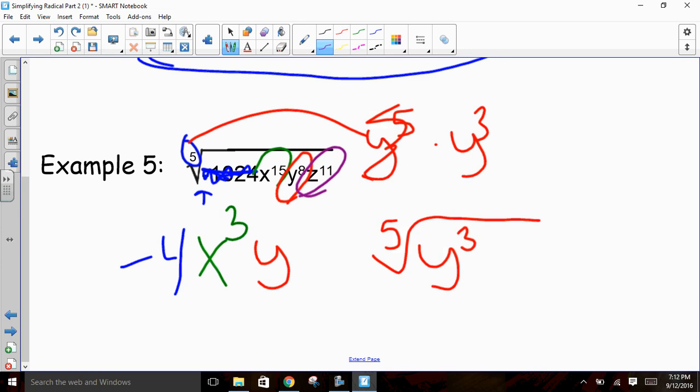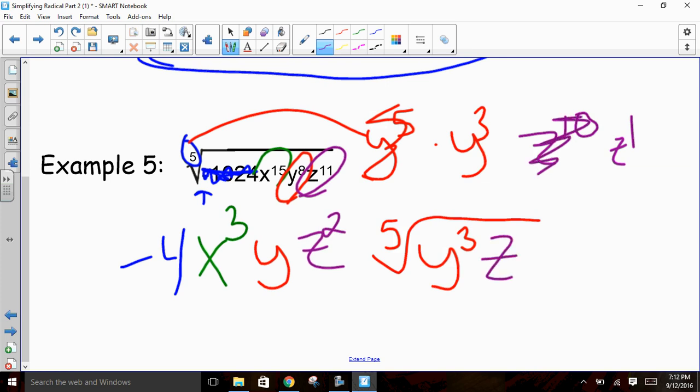Lastly, let's take a look at those z's. Can I take 11 divided by 5? Nope, but I know I can take z to the 10th times z to the 1st. Z to the 10th, 10 divided by 5 gives me 2, so I get z squared. Use that one up, so then my z to the 1st, or just z, comes with underneath my radical. Again, 1st power, 5th out front. We're doing good.